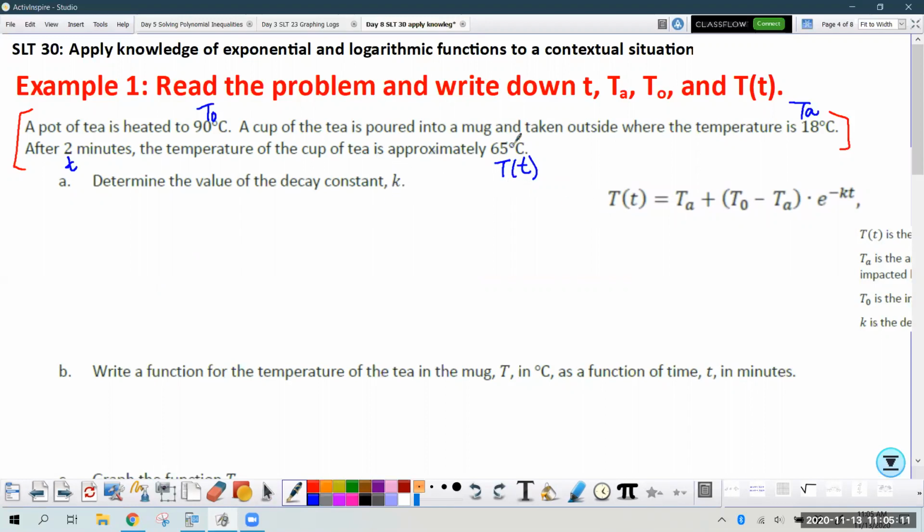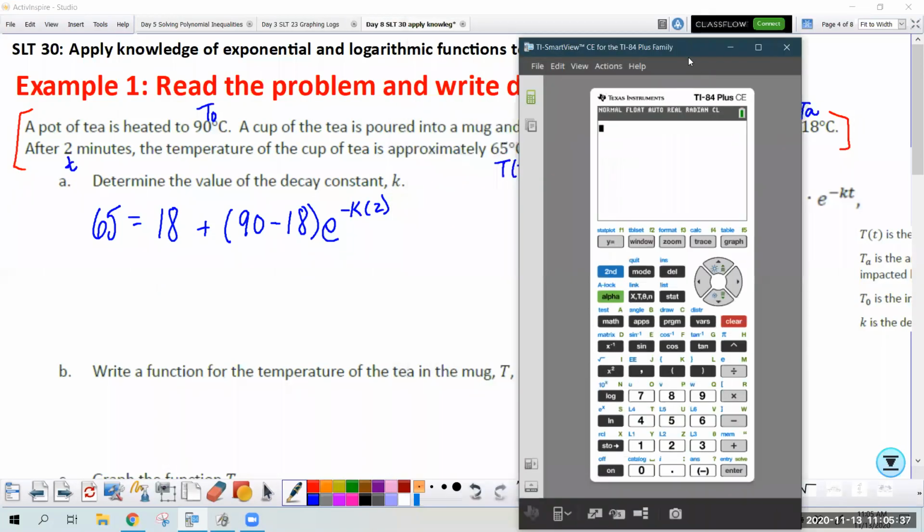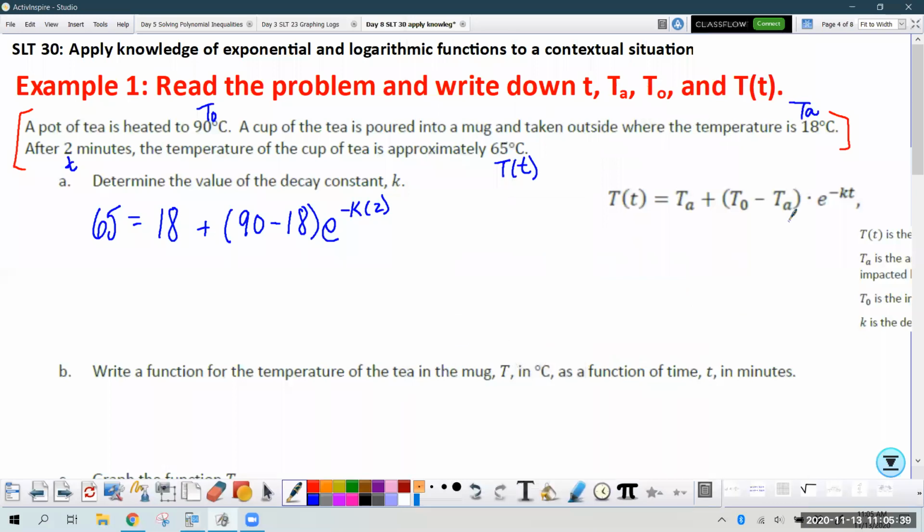So my ending temperature is 65 degrees. That's going to equal the ambient temperature or the outside temperature, which is 18, plus the initial temperature minus the outside temperature times e to the negative k times 2. All right, we'll get to our calculator in just a minute.